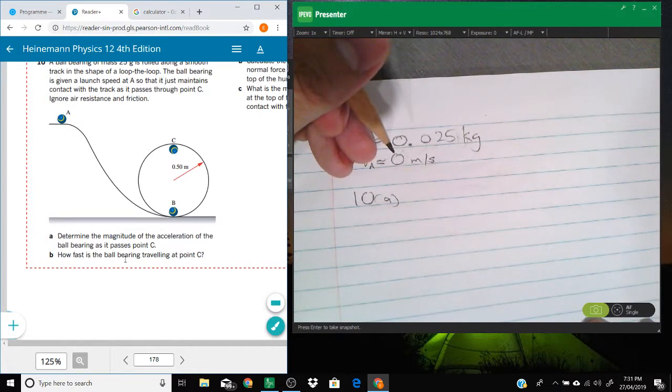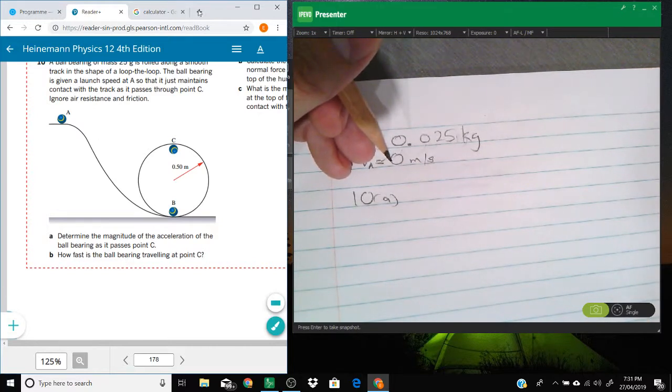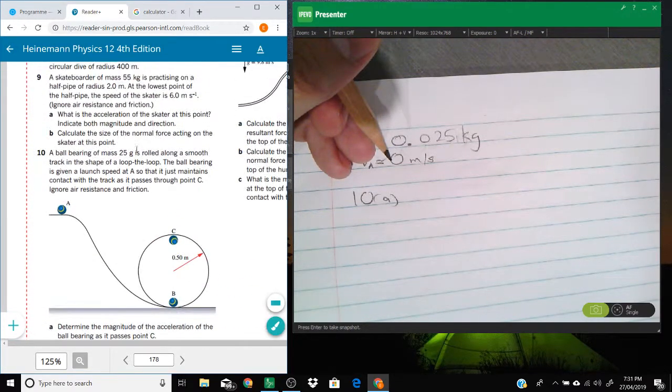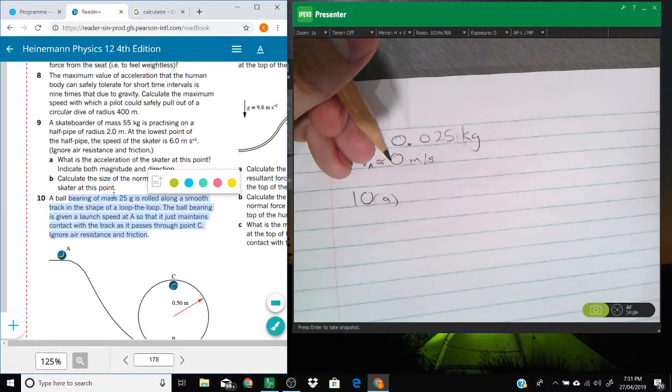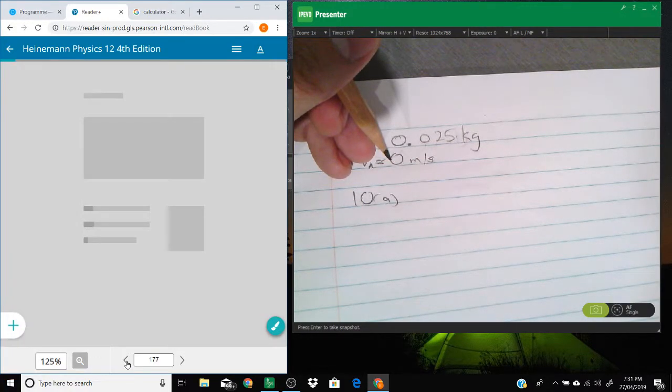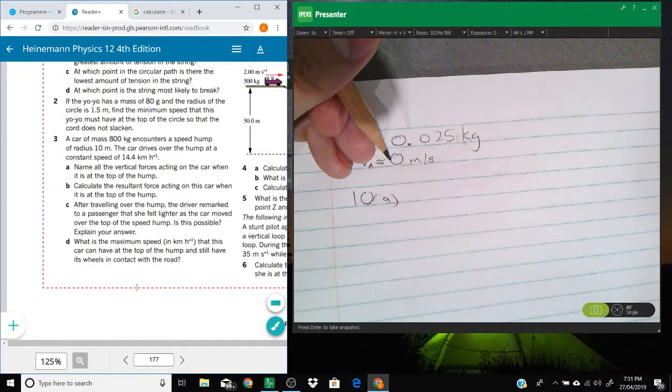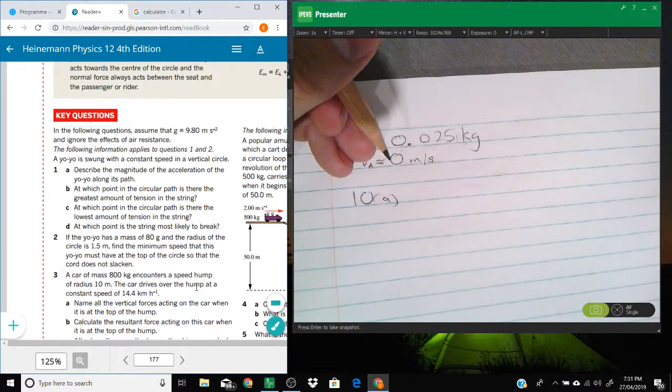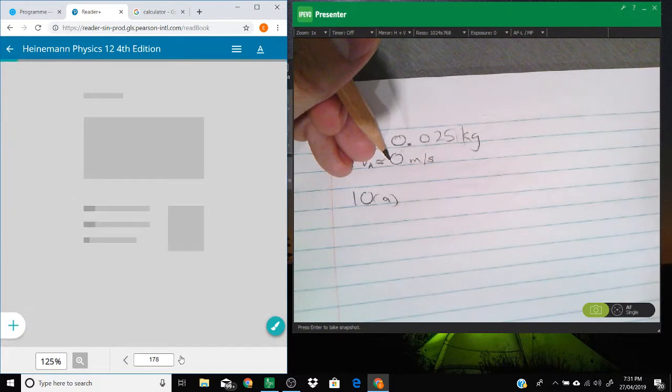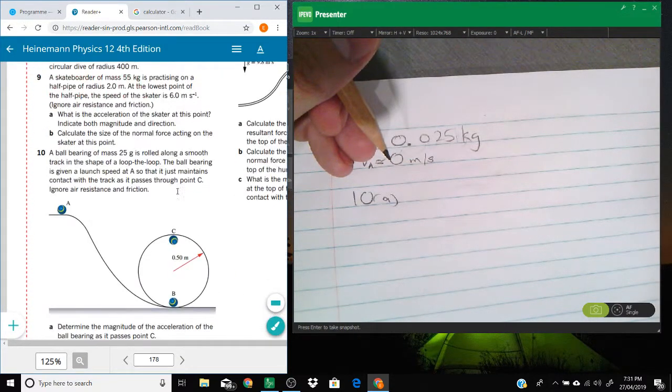The magnitude of the acceleration of the ball bearing that passes point C. No, we need the velocity of that, and to know the velocity, we need mgh. We're missing a key point of information here, because basically in the other questions you have... I have to come back to that one. I think that's a mistake.